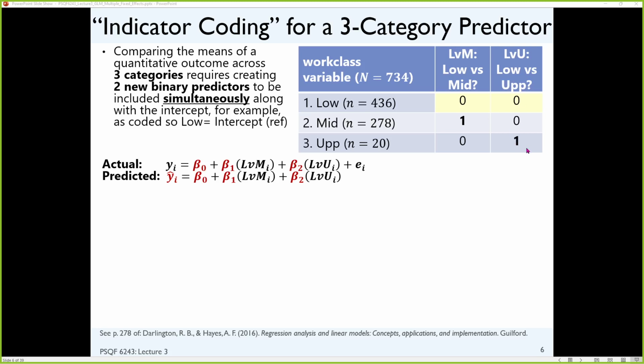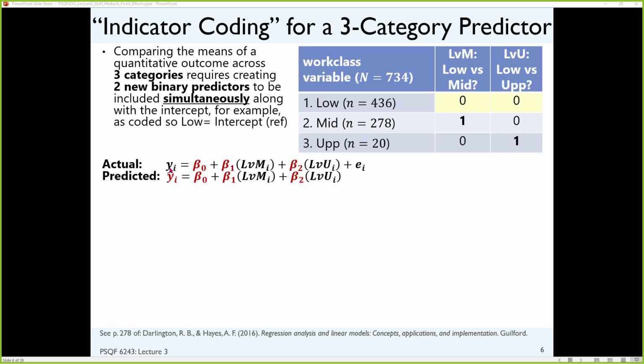So when all is said and done, this L versus M tells me how the middle group differs from low. The L versus U variable is going to tell me how the upper group differs from low. And middle versus upper is going to be a linear combination of those two. So the model will look like this.